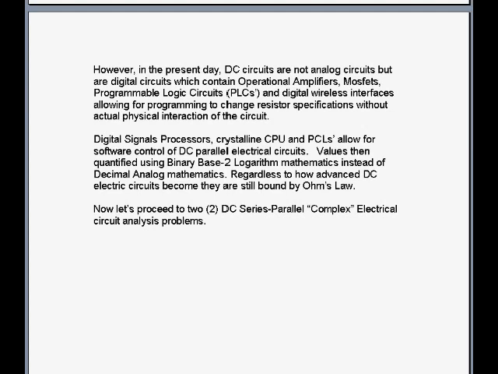Digital signal processors, crystalline central processing units, and PLCs allow for software control of DC parallel electrical circuits. Values are then quantified using binary base 2 logarithm mathematics instead of decimal analog mathematics. Regardless of how advanced DC electrical circuits become, they are still bound by Ohm's law. Now let's proceed to two DC series parallel complex electrical circuit analysis problems.